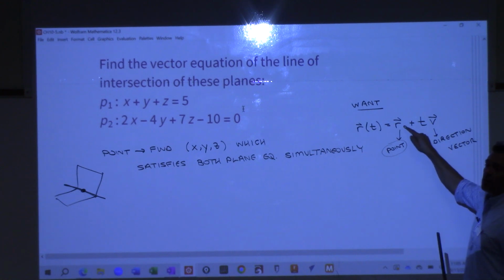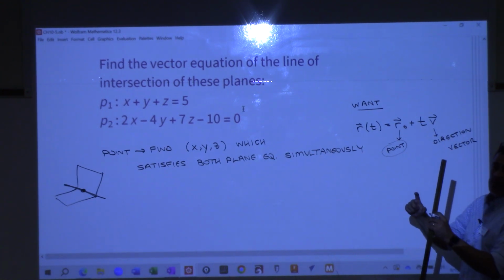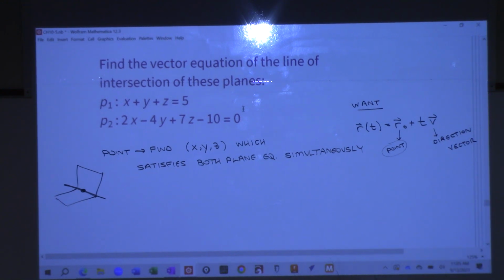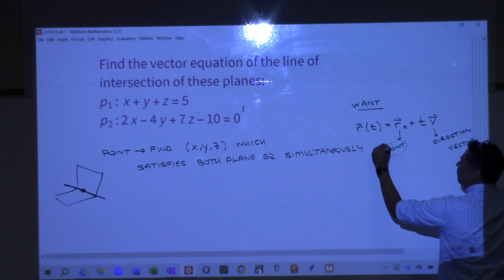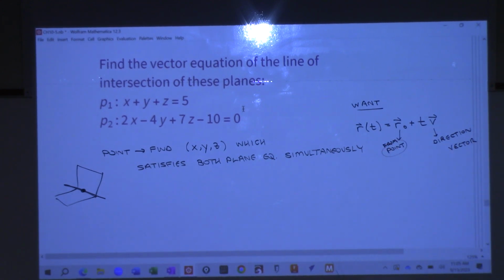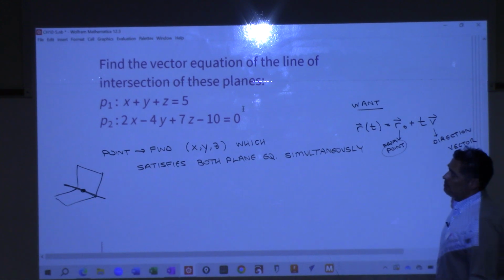I said this vector comes from the point. Okay, so we get the point, and then we create the vector from that point. I'll put "from" here, right? That will come from that point that we find. All right, so any ideas on how we can find a point that would live on both of these planes?